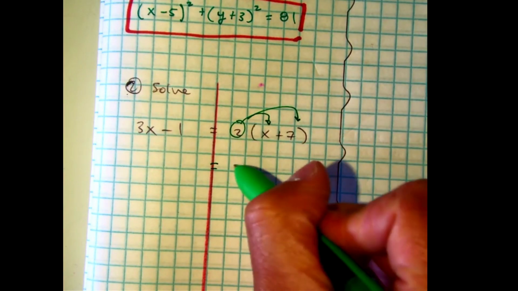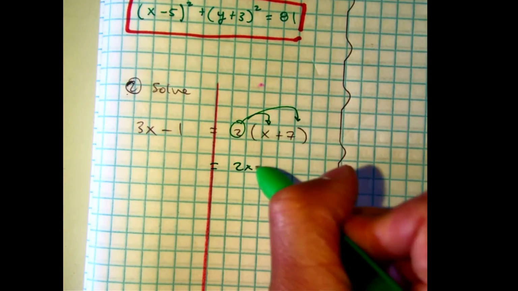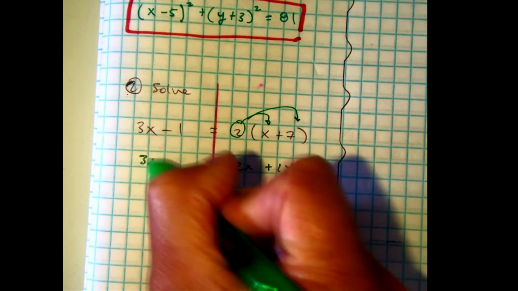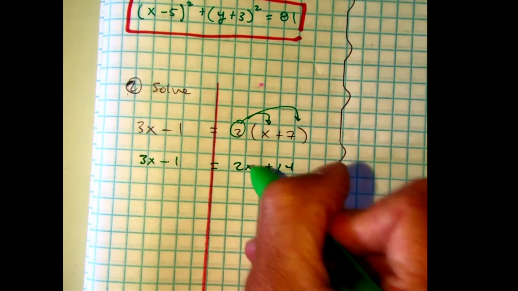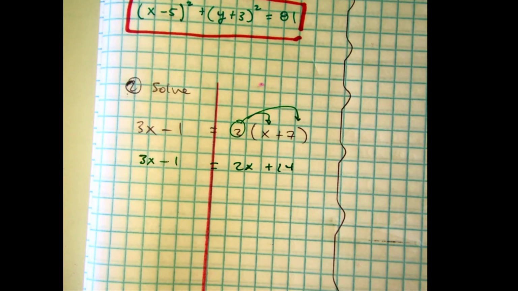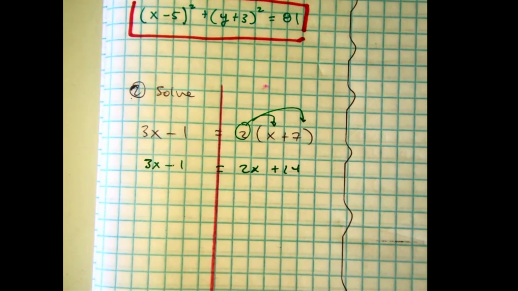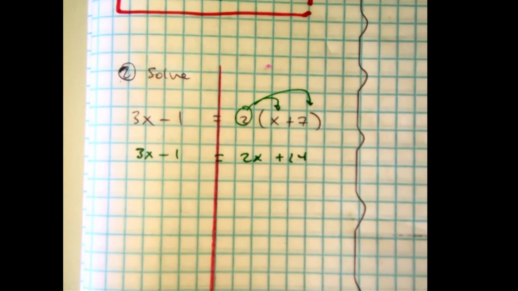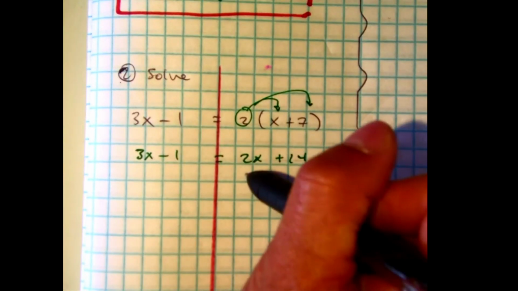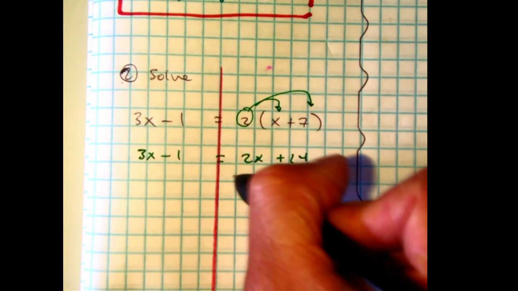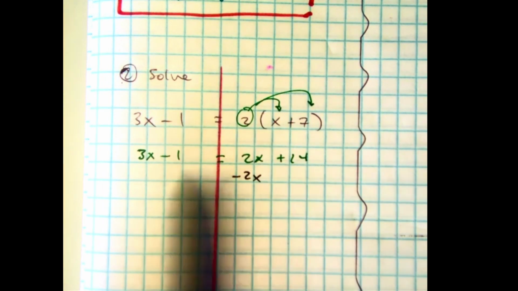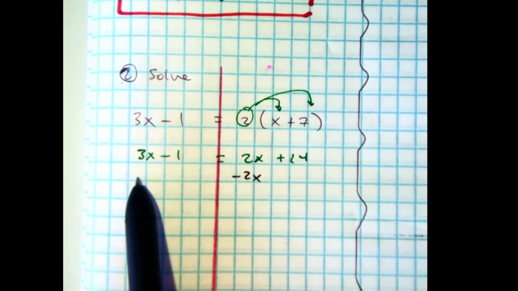2 times x, 2 times 7, 14. And then this I have 3x minus 1. I need to get the like terms together. What do you guys want to do? Subtract what? Yeah, I would probably subtract the smaller variable. Class, should I put a minus 2x here? Here. Here. Yes.